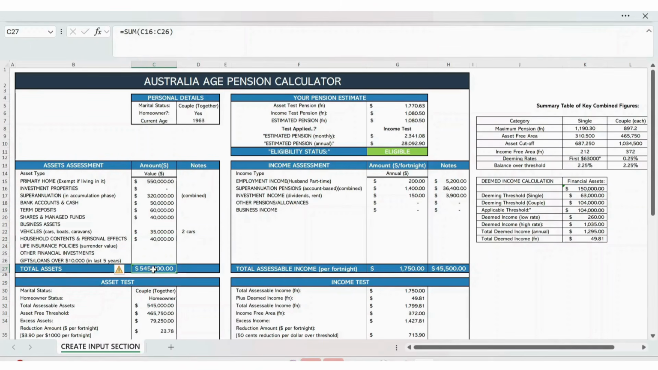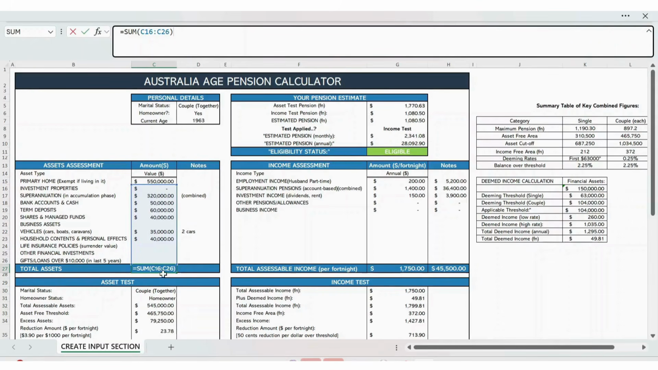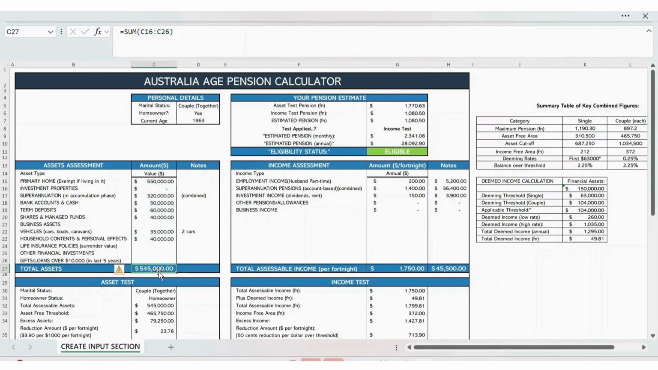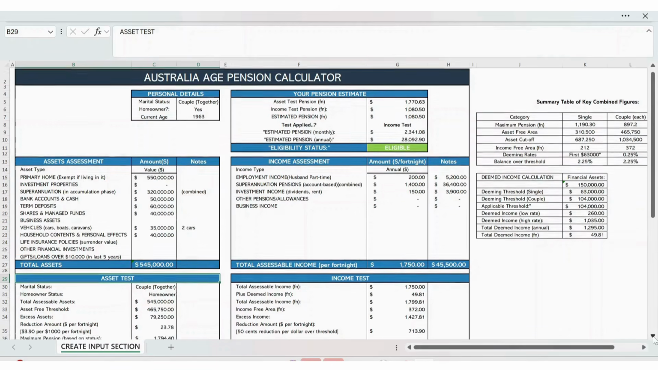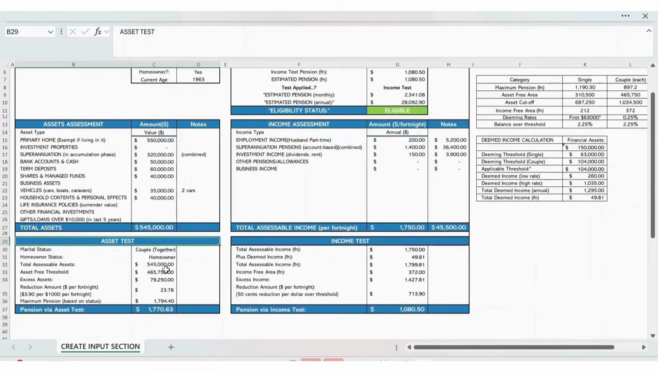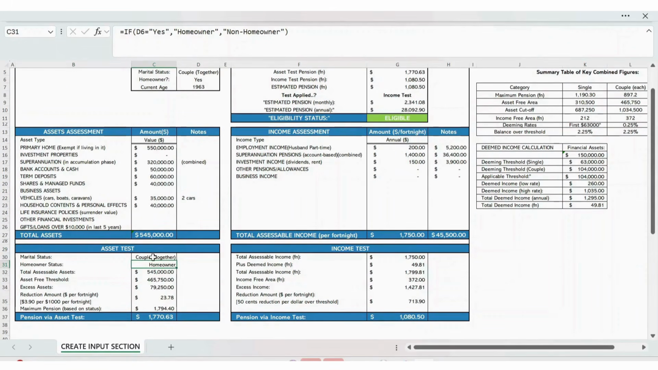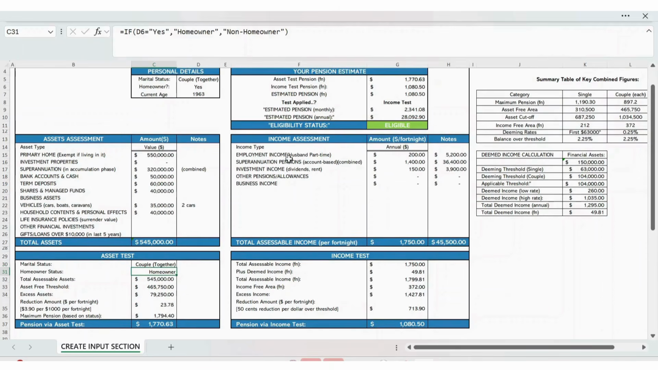The spreadsheet automatically calculates total assets at the bottom using equals sum of C16 to C26. In our example, total assessable assets come to $545,000. Section 3. The Asset Test. Now here's where it gets interesting, the Asset Test. Look at cell C30. It pulls your marital status from the personal details. Cell C31 determines your homeowner status.